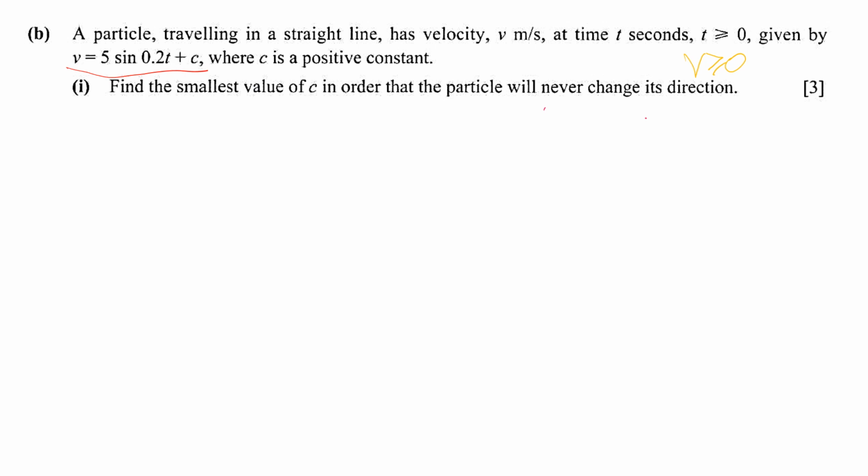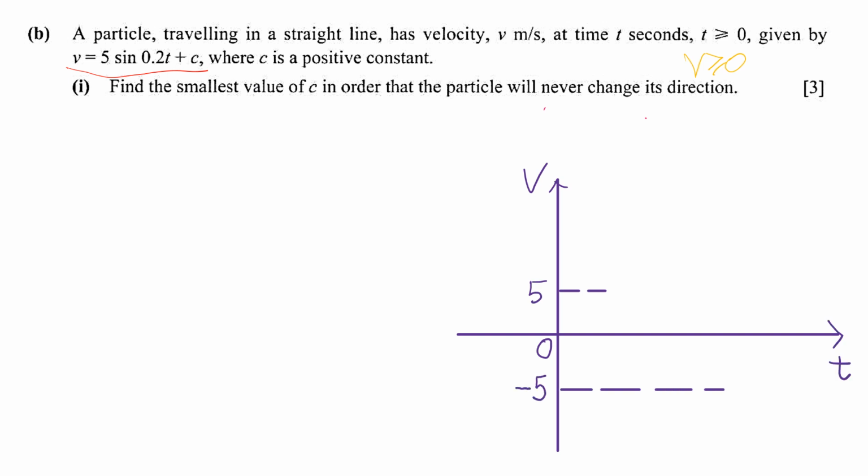If you look at the curve for v equals 5 sine 0.2t, this is how your curve will look, right? The amplitude is 5. You will see that this curve here does change direction at this part here. From here to here is positive, and then from here onwards it becomes negative. This is where it changes direction.